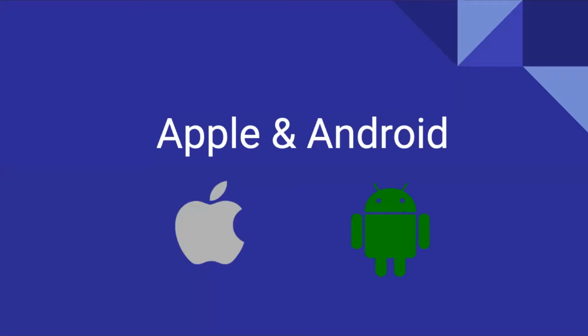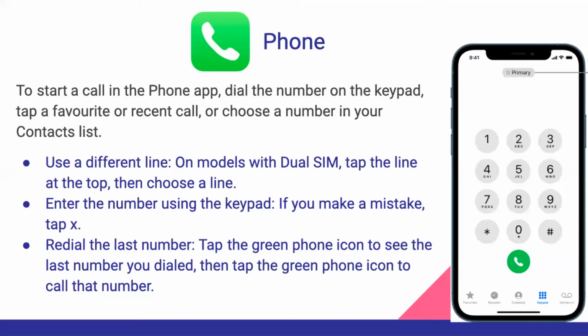Okay, so now we'll be doing Apple and Android, comparing and contrasting the two, the way that both of them look. So right here is the phone. This is the way that the icon will look on your Apple device, the green and then the little white phone. And to start a call in the phone app, you could dial the number on the keypad, tap a favorite or recent call, or choose a number in your contacts list.